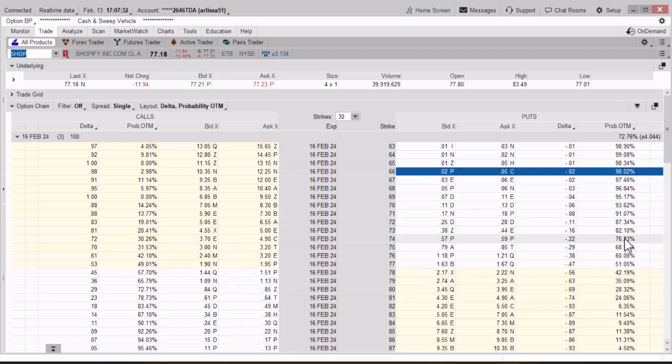But we do want to wait until the market opens on the subsequent day to see how it's going to respond to this support area, and then make your decision then.